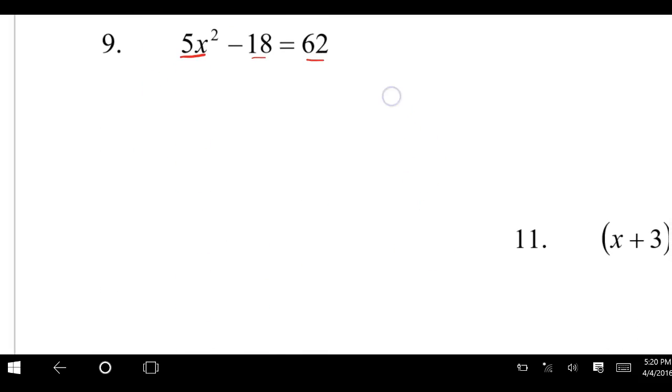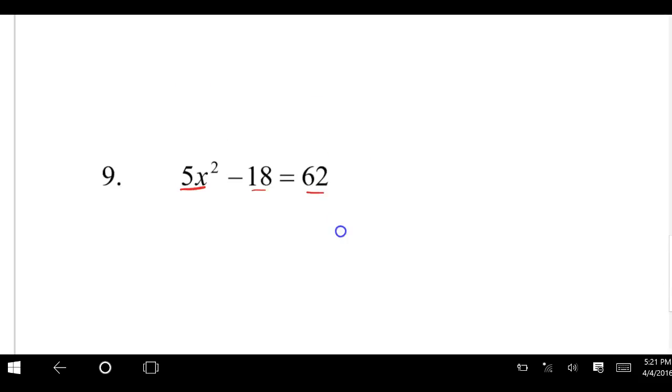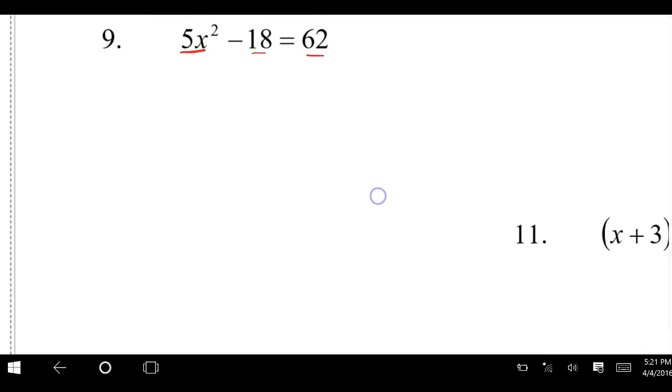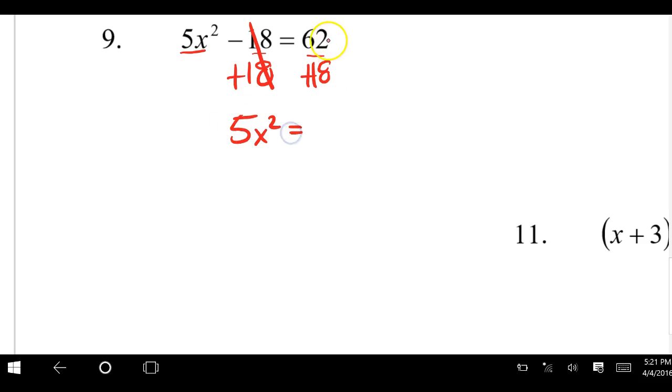So I think the best idea to do here is get x by itself. Just make it look like this problem, where we have x squared on one side, and then numbers on the right. So let's get rid of this 18 by adding it to both sides. Cancels out here. Now I just have 5x squared on this side. 62 plus 18 is 80.